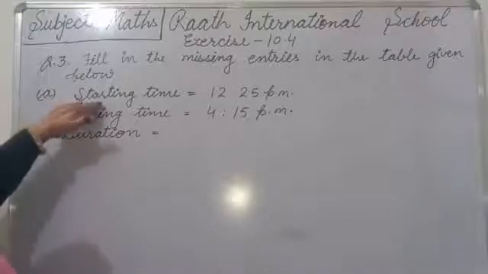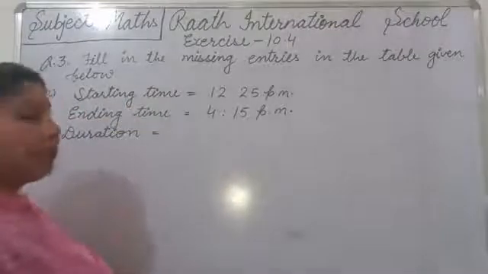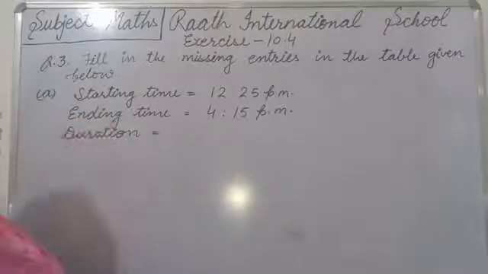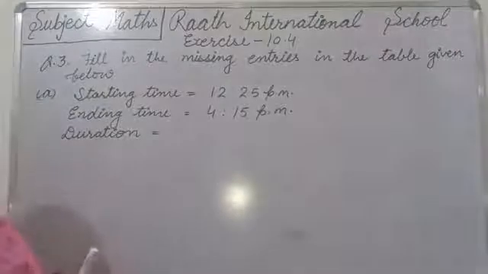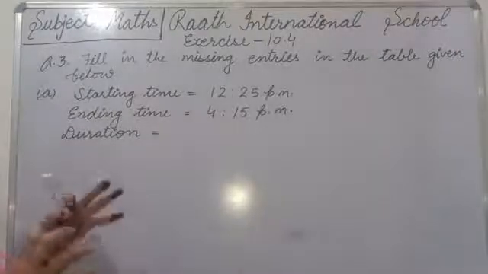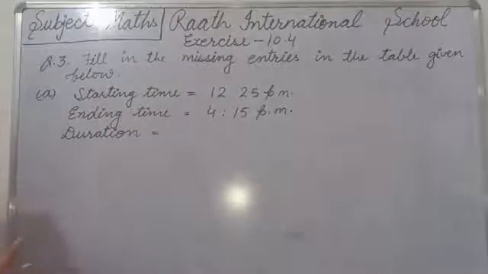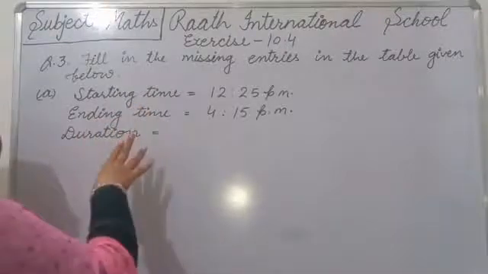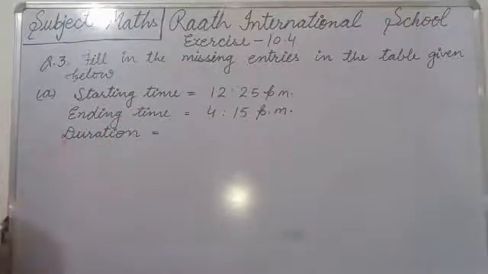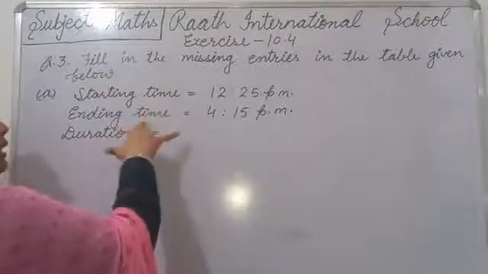There is a given starting time and ending time. The starting time is 12:25 p.m. and the ending time is 4:15 p.m. Whenever we find the duration, duration means how much time is between these two. How much time do we take for this activity? There is only one activity. So how much time does this activity take? There is a starting time and an ending time.